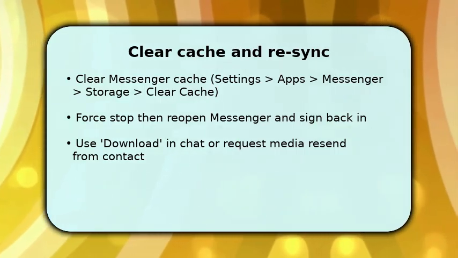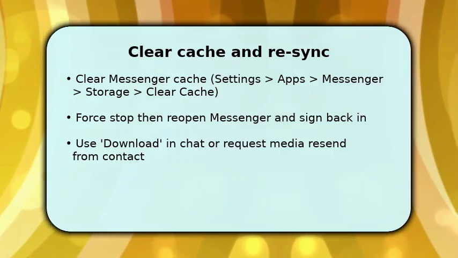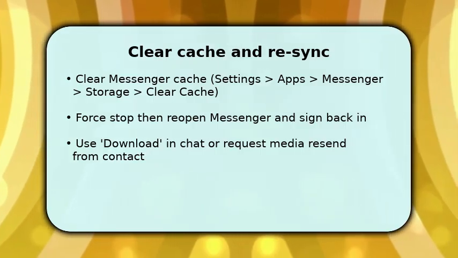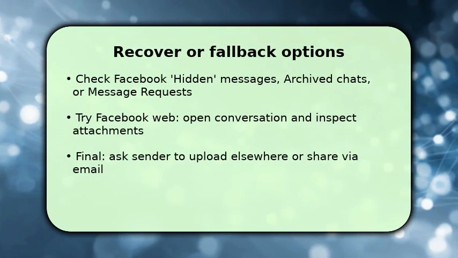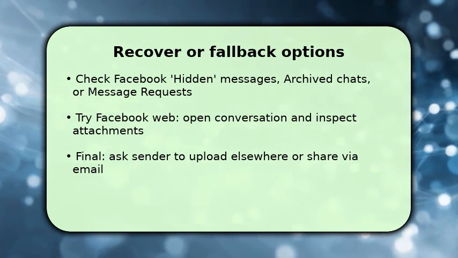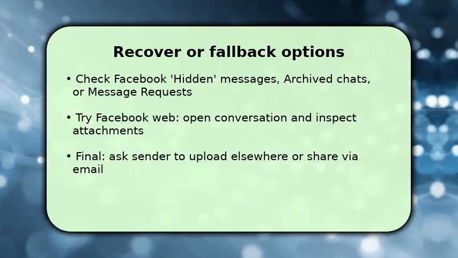If the attachment still fails, politely ask the sender to resend or use the chat's download option. Re-requesting often restores links too. Finish by trying recovery routes. Open Messenger on the Facebook website. Web clients sometimes fetch media differently, and inspect archived or hidden messages where attachments can reappear.